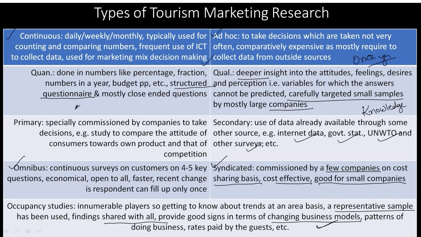Then the patterns of doing business, and the rates which are prevailing in the market that customers are willing to pay, all this information comes from occupancy studies. So syndicated research and occupancy studies have not much difference. The only difference is that occupancy studies are done only on accommodation providers, while syndicated research can be done in any sector of the tourism industry. So with this, we are stopping this lecture here.